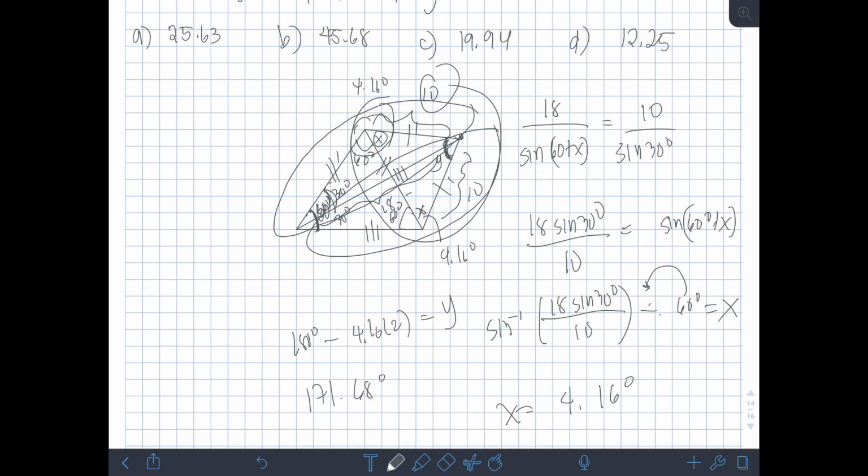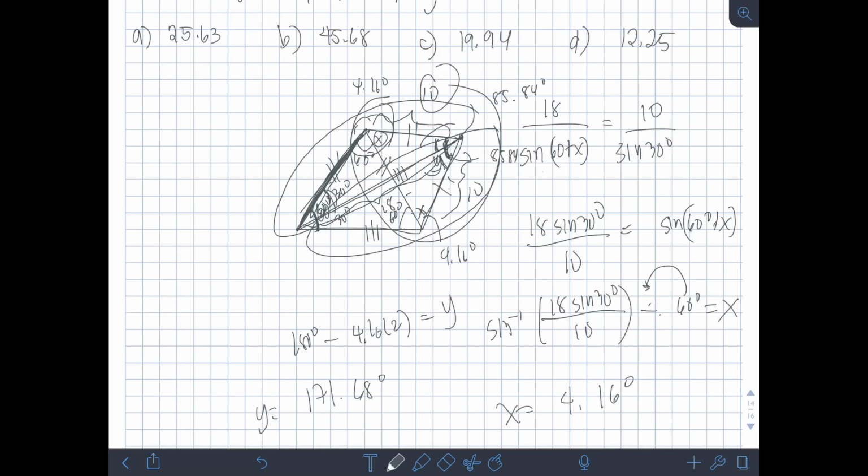171.68 degree. Kaso, dahil congruent nga yung dalawang triangle na to, madi-divide to tong y. So, makukuha natin yung angle na to, tsaka ito as, divide to lang natin yung y, 85.84 degree. Ito rin. So, ito yung kukuhin natin ngayon using sine law.